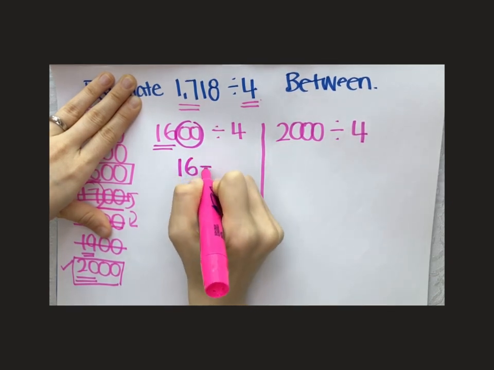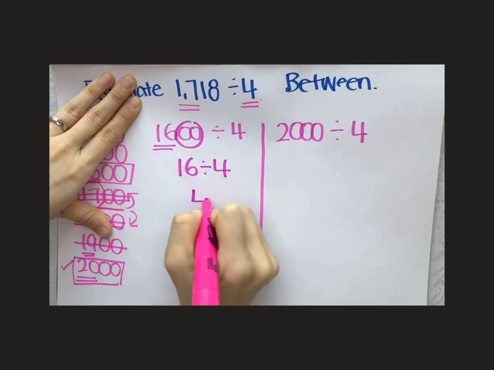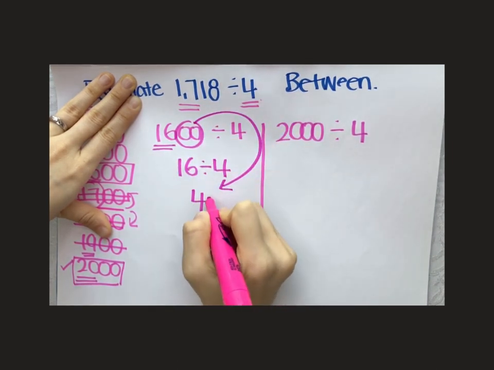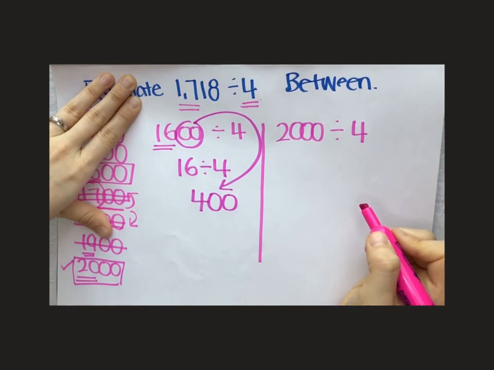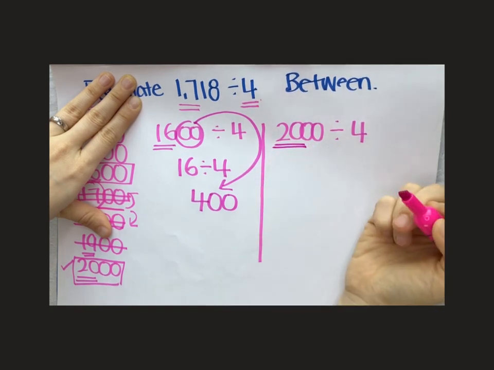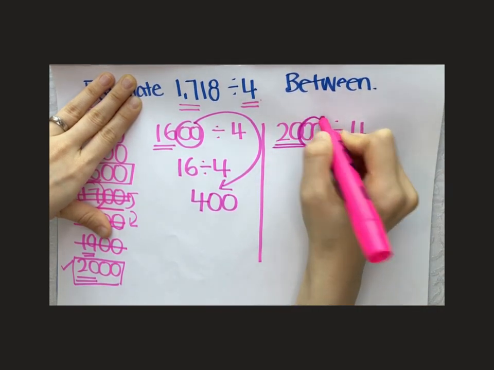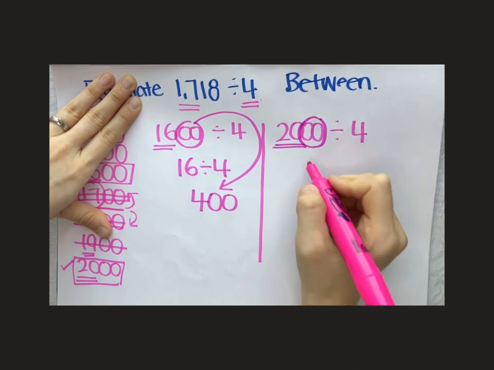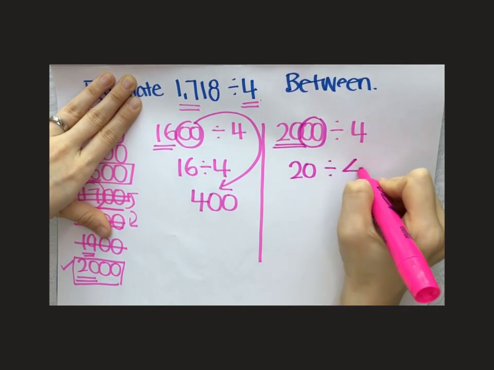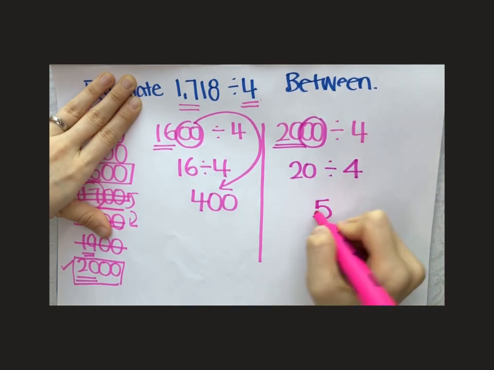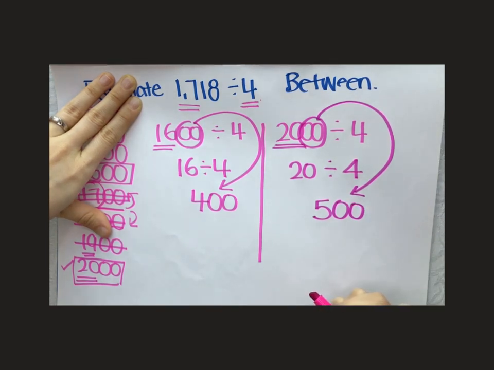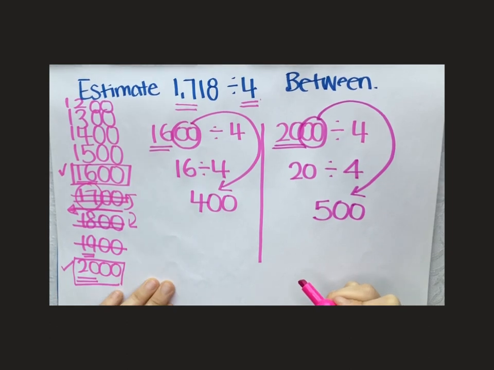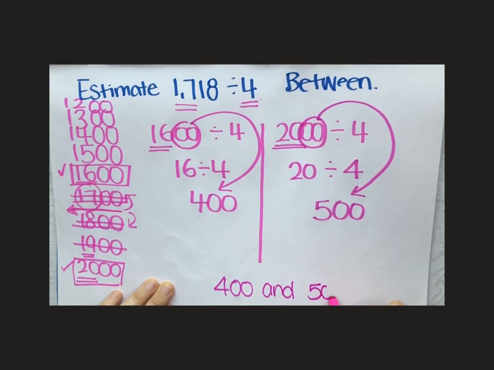I'm going to do 16 divided by 4, which gives me 4. Carry my 0 down. My first estimate will be 400. I'm going to go to my second estimate. Underline the basic facts, which is 20. Circle that 0. I'm going to ignore that for now. Then I'll do 20 divided by 4, giving me 5. Carry the 0 down, and my second estimate will be 500. So my estimate will be between 400 and 500.